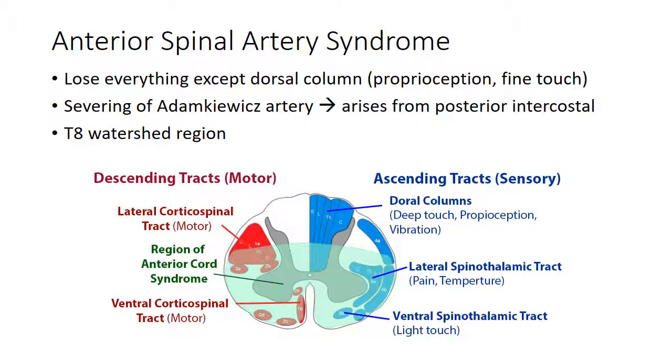For those who don't know what a watershed region is, it's basically a region of the body that receives dual blood supply from the distal branches of two large arteries. In this case, there's the artery of Adamkiewicz and the anterior spinal artery that meet in that area. And so that area around T7, T8, T9 is the area that's most susceptible to damage. So that's all that I wanted to say about that.